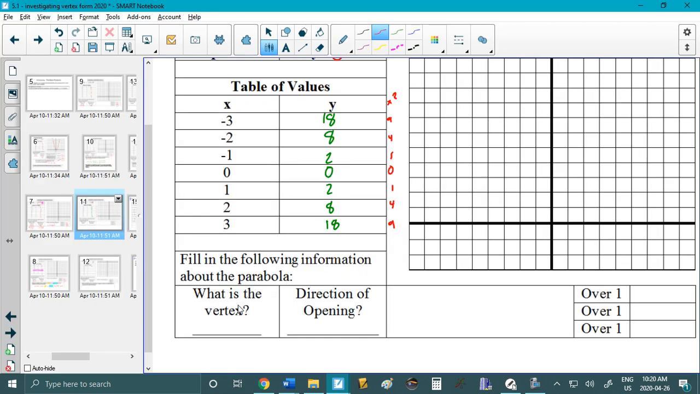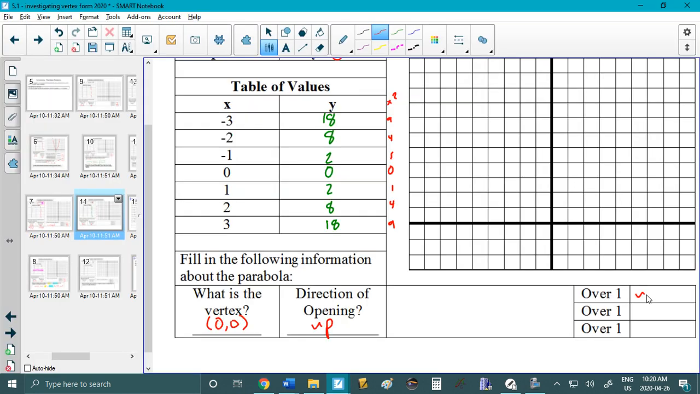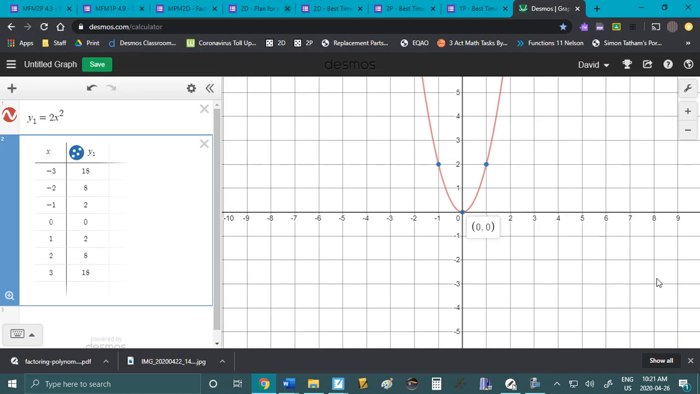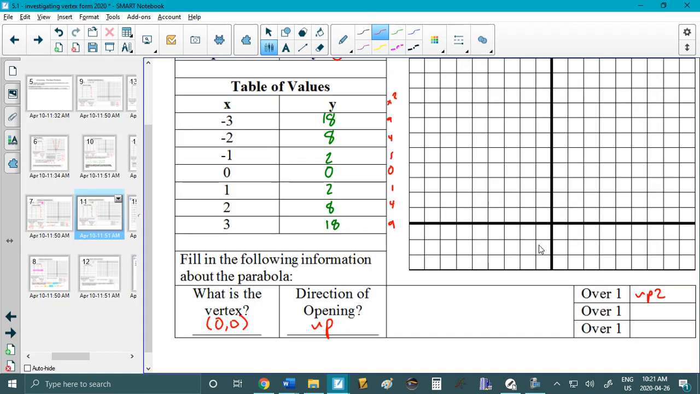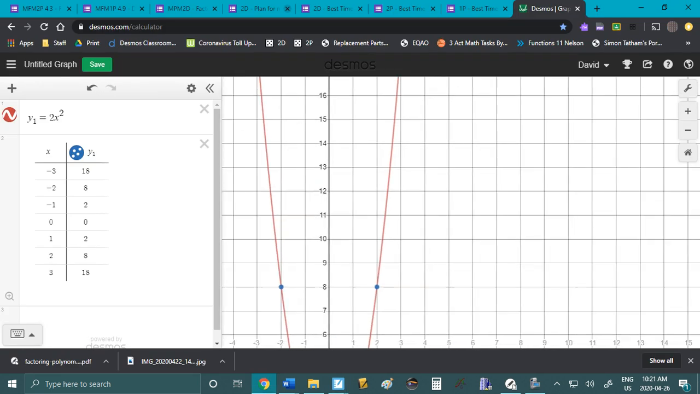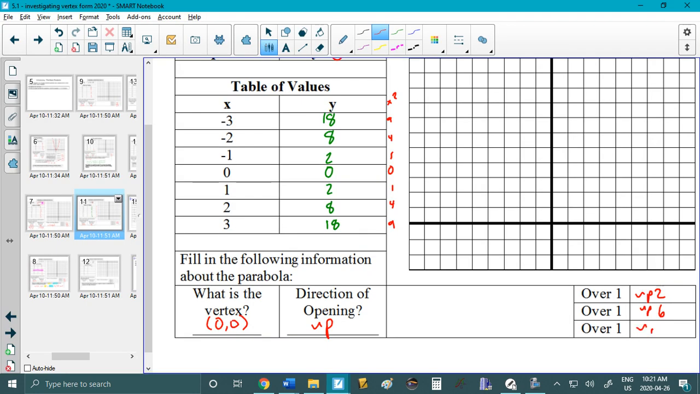Okay, let's check out the vertex. The vertex has not changed. The direction of opening, it's still going up. And let's check the step pattern. Over 1, up 2. And then from there, over 1, up 1, 2, 3, 4, 5, 6. And then from there, well, that's a big jump. Over 1, up 1, 2, 3, 4, 5, 6, 7, 8, 9, 10.